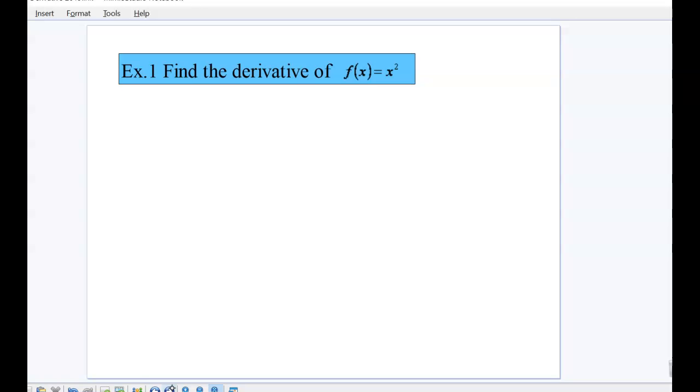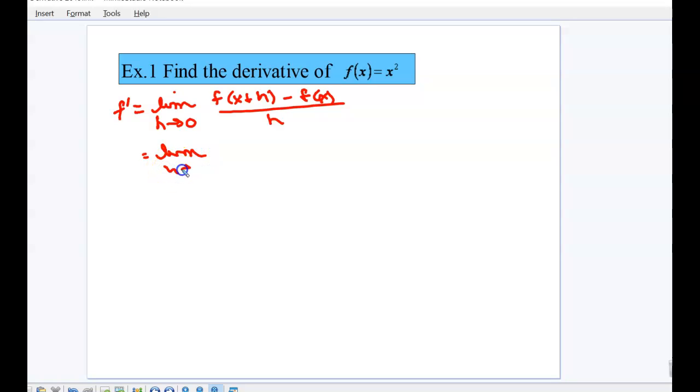So in this example, we're asked to find the derivative of f of x equals x squared. To find f prime, this is going to be the limit as h approaches 0 of f of x plus h minus f of x all over h. So in x, I'm going to replace it with x plus h. So it's going to be x plus h squared minus the function, which is x squared, and this is all divided by h.